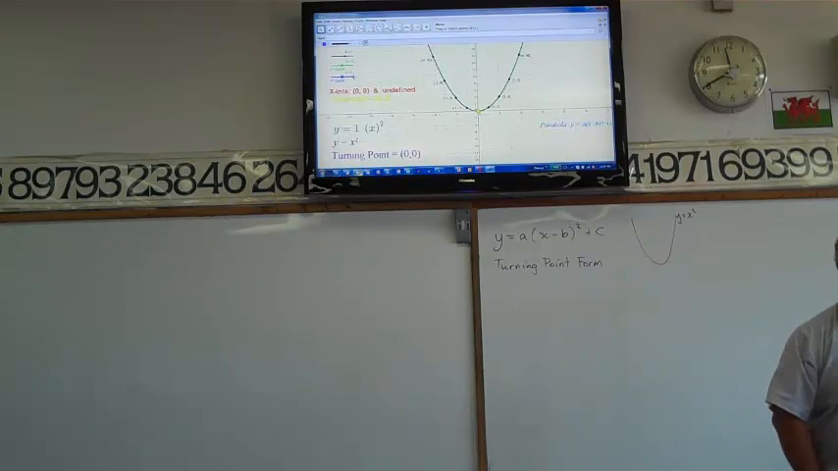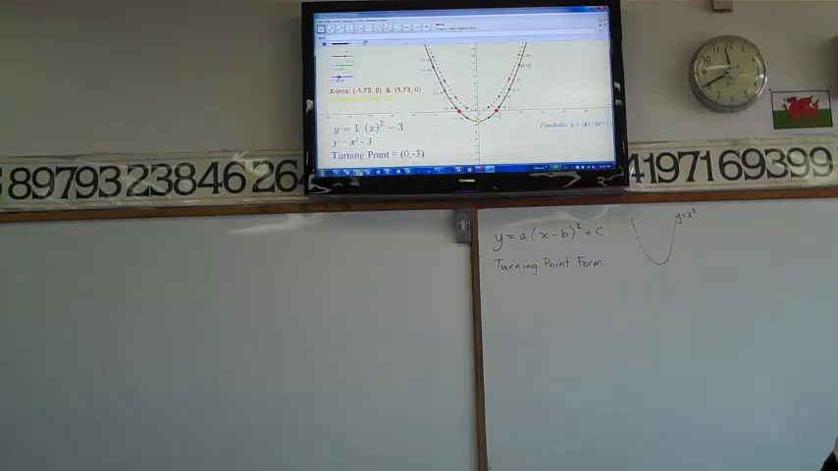Let's have a prediction time. Who'd like to guess what's going to happen? Dylan? It's going to move down. It's going to move the parabola down how far? 3. Right, Dylan's predicting it's going to move down 3. I'll change the C to -3. And yes, it looks like he's right.